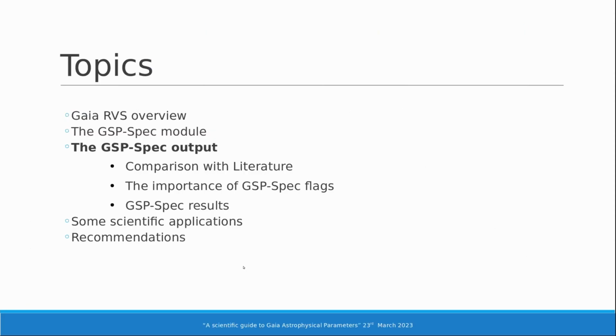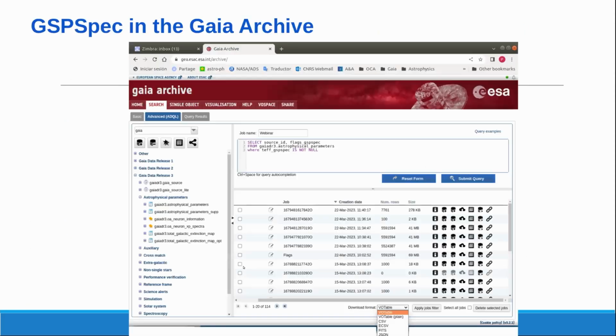Now I will explain the output of the GSP-Spec. Since you may not be familiar with the Gaia archive, I will give a brief introduction of it. You can access the Gaia archive by typing this web address in your browser. It is possible to get access by Python or TOPCAT, but it's more advanced, and I think it's not the scope of this talk.